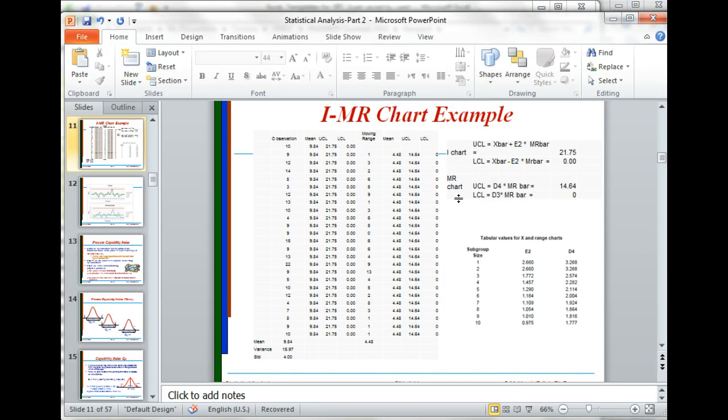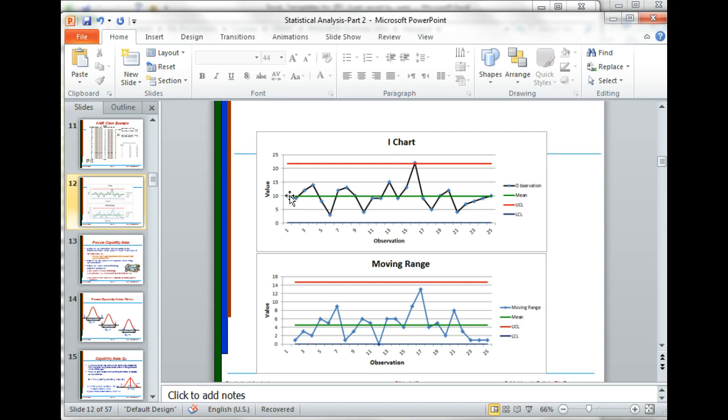When I'm calculating the MR chart, the upper control limit is D4 times the average of the moving range, which is 4.48. If you use the D4 from the previous chart and multiply by that, you get 14.64, and D3 was 0, so this is 0. You can see here the E2 was 2.66, and D4 is 3.26. That's substituted in there. So with those values we can now plot our values. They go into the control chart, and the moving range values go into the control chart. So for the I chart, the actual data points are plotted around the mean value with the upper control limit and lower control limit. And for the moving range, again, the moving ranges are plotted this way.